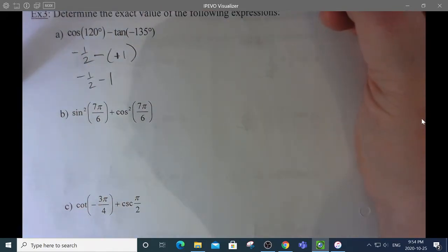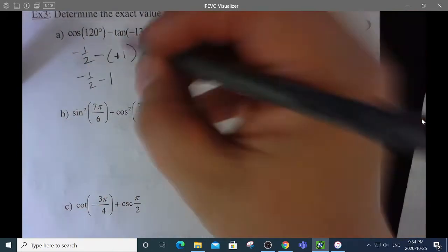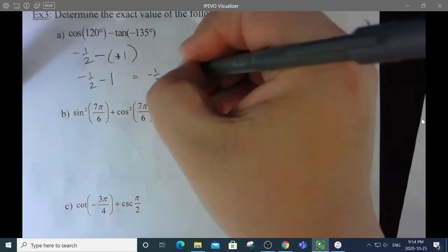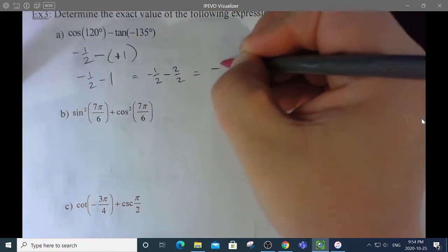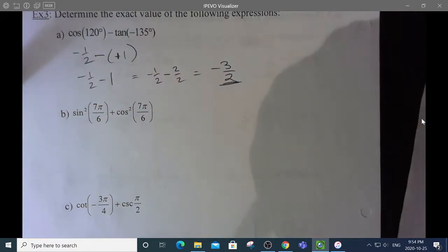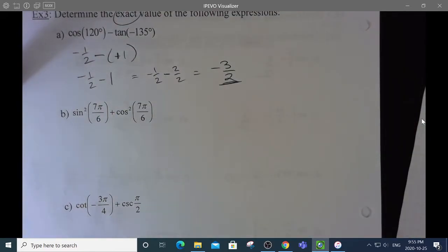Let me get rid of the extra bracket there. That's kind of a waste of space. So negative 1/2 minus 1, and that's like saying negative 1/2 minus 2/2, which is negative 3/2. Okay? And again, the word exact pops up in my instructions, so this is not a calculator question.